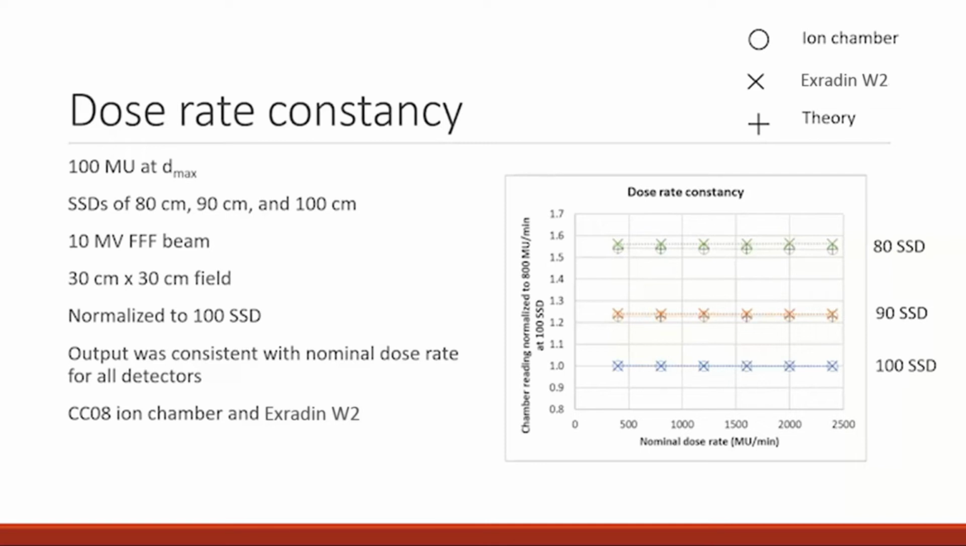What's important here is that on the x-axis, we have increasing pulse repetition rate, and on the y-axis, we have increasing dose per pulse. The ion chambers are shown by circles, the W2 is an X, and our theory calculations are in pluses. We found that, as you can see here, the output was consistent with nominal dose rate for all detectors. So there's no dependence on dose or pulse repetition rate, as expected.